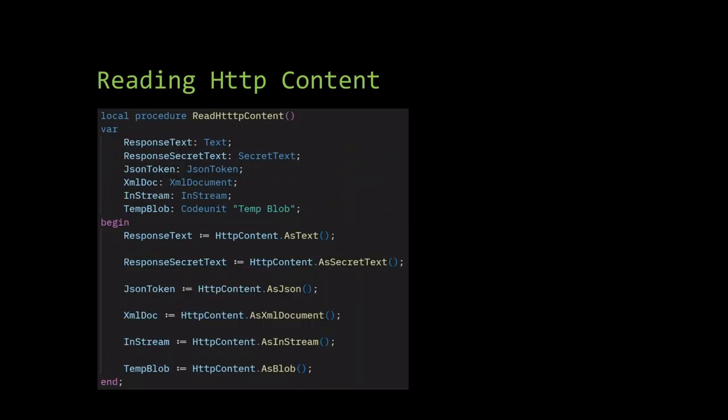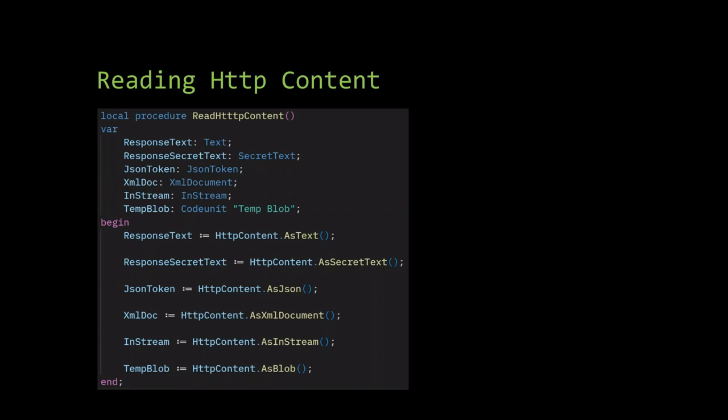If you want to read the content directly, then you have multiple functions. You can read it as text. You can read it as a secret text. You can get it as a JSON, which returns a JSON token. If you want to have a JSON object, you simply add as object or as array, if that is the case. So I only have the JSON token return here. Let me know if you would like to see as object instead of adding that yourself to the code.